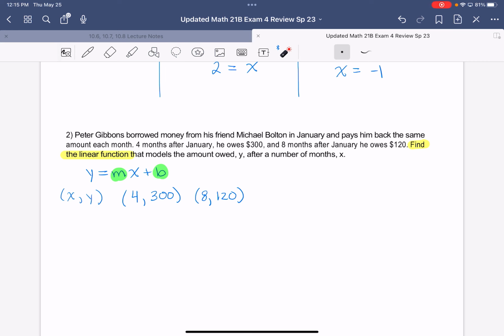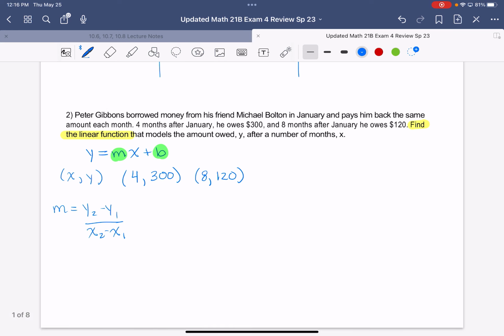If you look to your formula sheet, there is a formula that tells us how to find m. Remember, m is one of the values we need to find. It should be at the top of your formula sheet. M is equal to y2 minus y1 over x2 minus x1. If it's helpful, feel free to label your points. I'm going to call this my x1, y1, and my x2, y2.